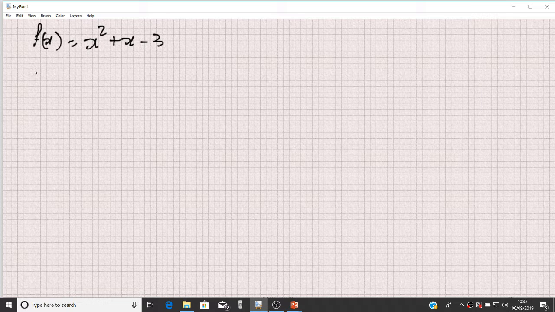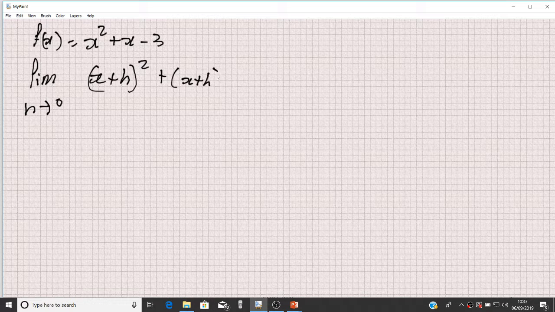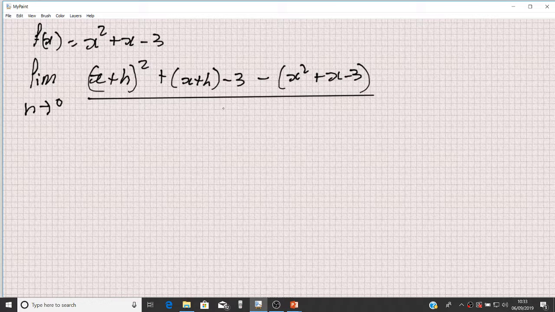So we'll just use the same formula, and we're going to do the limit as h approaches 0 of f of x plus h. So we're going to have x plus h all squared plus x plus h minus 3 minus f of x, which is x squared plus x minus 3. And all of that is divided by h. Okay, I'm going to expand the binomial.